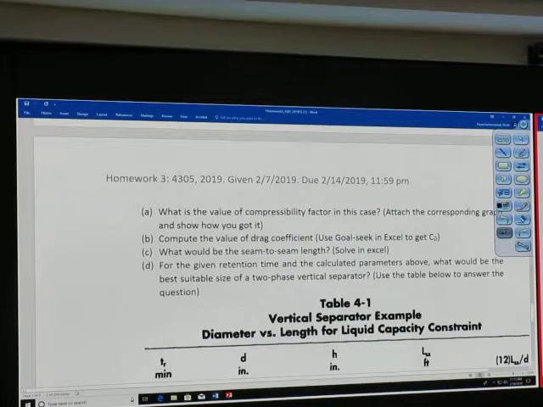Okay, I think question B, you are fine with question B, right? Let's talk about question C. What would be the seam to seam length? I don't know, what is it? What would be the seam to seam length?